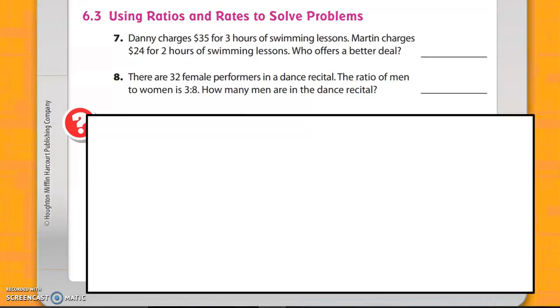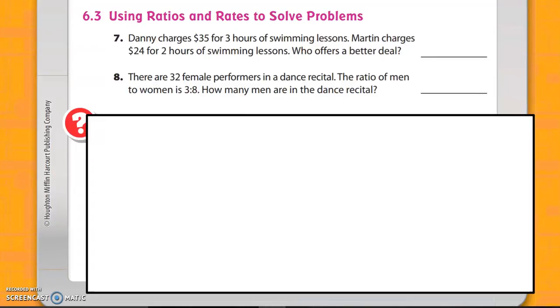Number 6 reads, Danny charges $35 for 3 hours of swimming lessons. Martin charges $24 for 2 hours of swim lessons. Who offers the better deal? So it's really hard to compare them. Danny charges more, but that's for more hours. Martin charges less, but that's for less hours. So how can we compare this?